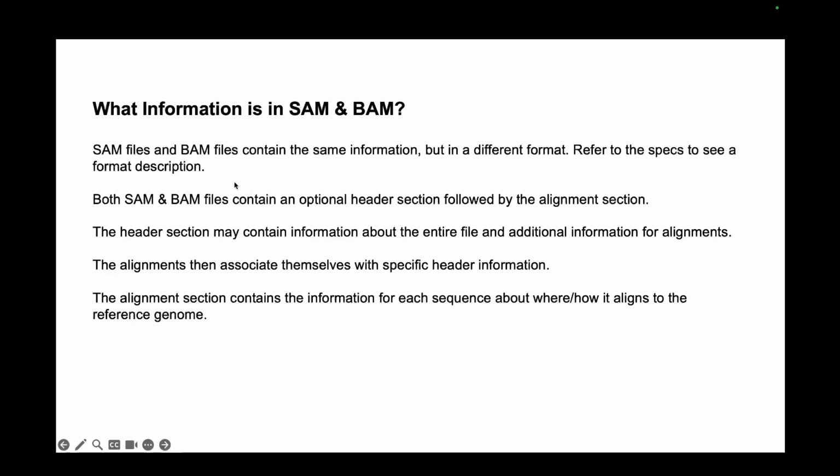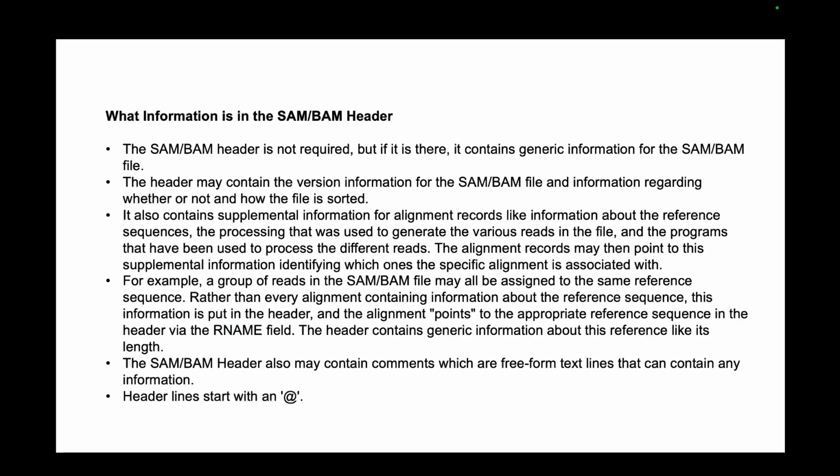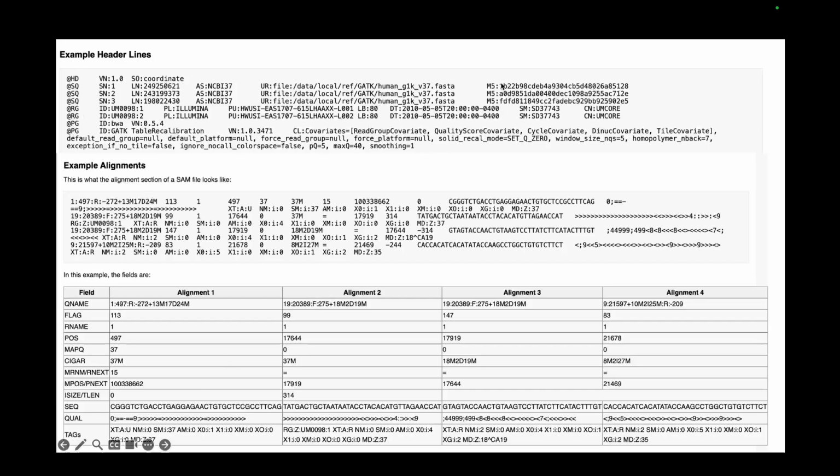As I was saying, SAM and BAM are the same, just BAM is a binary form of SAM. In the original data file, you'll have a lot of information. Let me first show you how it looks. This is your header line, and this is your alignment portion of the SAM file. A lot of information can be incorporated here, but the most important is the sequence, which is given here, and after that, the quality score.